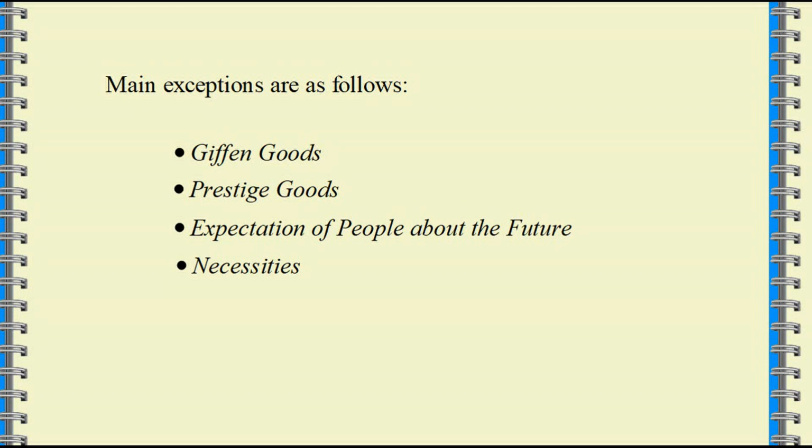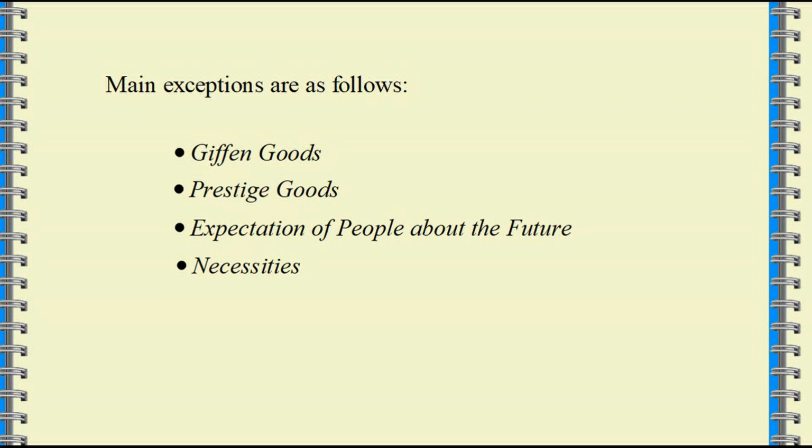Expectation of people about the future. This is the case, for example, when there is an increase in the price of the commodity at the current time. At present, consumers will purchase that particular commodity in high quantity, even if there is an increase in the price, because they might be afraid that there will be a much higher price in the future. This is one case that violates the law of demand. Whenever there is an increase in the price of the commodity, consumers are purchasing that particular commodity in high quantity. Why? Because they are afraid that there will be a much higher price in the future.